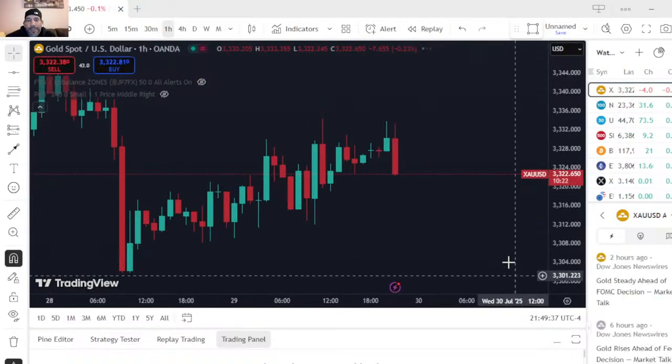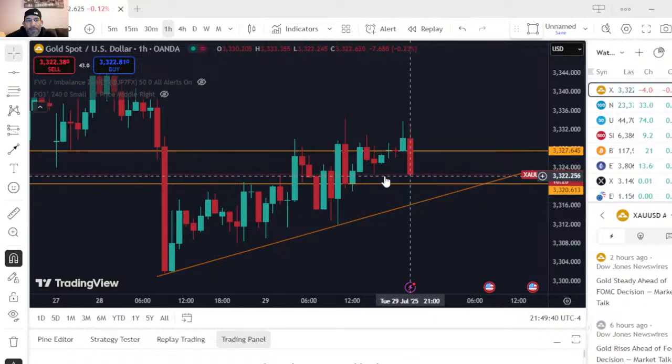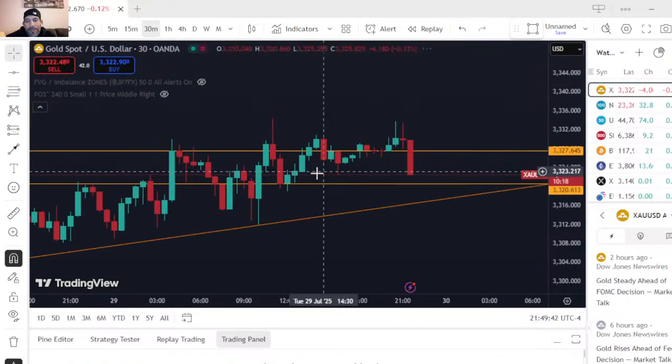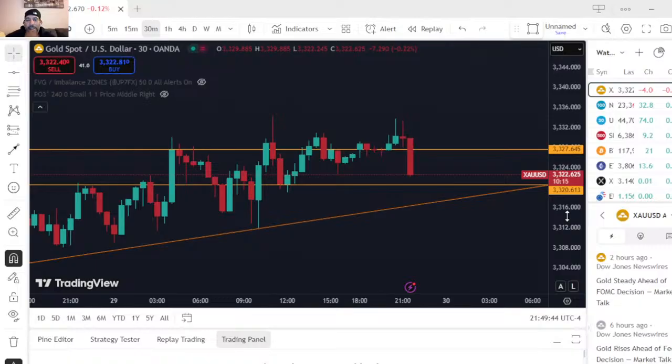But yeah, let's take a look at gold here. All right, gold is coming into that support here. All right, let's look at the 30-minute. Yeah, this is looking good here.